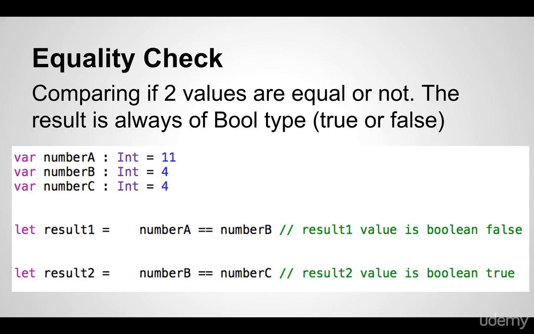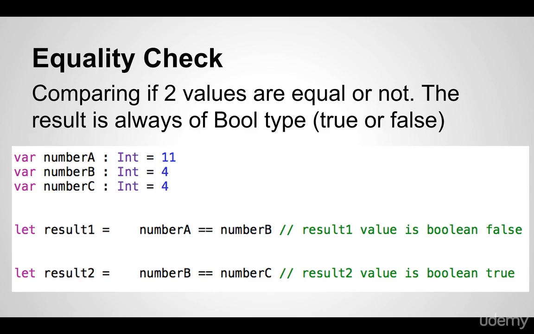Now the equality check, that's when you compare if two values are equal or not. And the result is always of bool type or boolean, which is true or false. It cannot be anything else. So in this example, we have three numbers. Number a, that's 11, b, that's 4, and number c, that's 4 as well. And we do result 1. So let result 1 equal to number a is equal to number b.